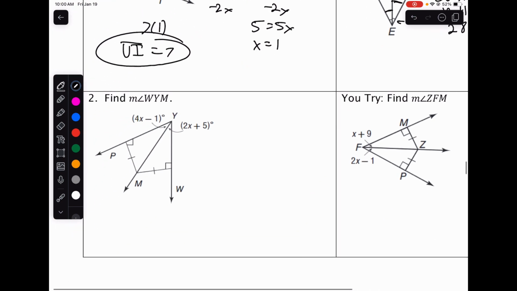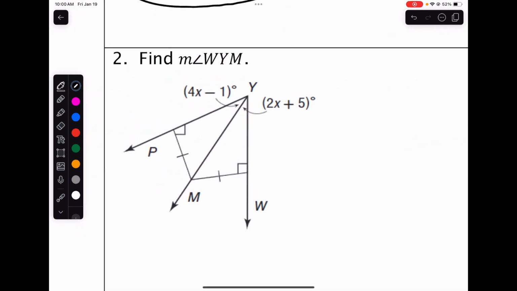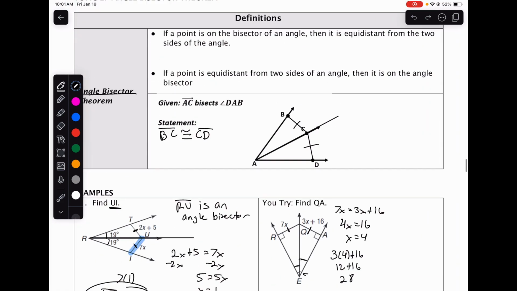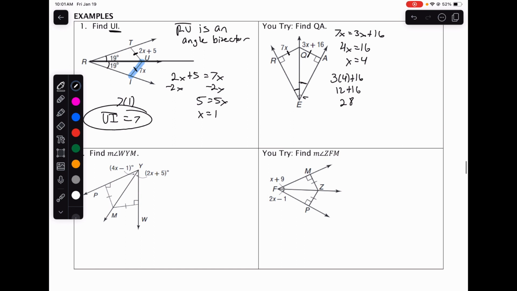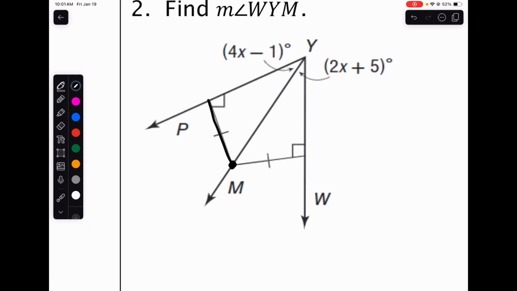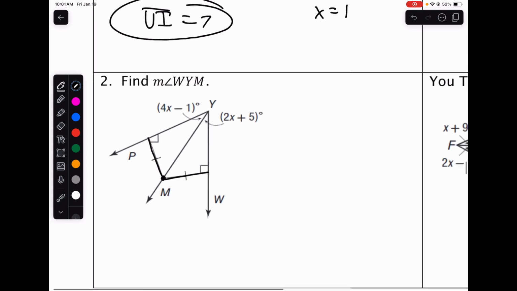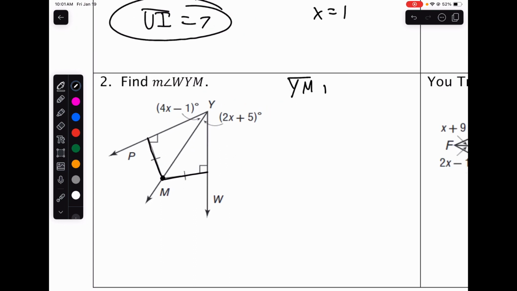All righty. Now, looking at this one, again, it's important when you're doing geometry problems that you have a good reason for what you're setting equal to each other, okay? Right off the bat, we can't just look at this and say, oh, these are equal, let's set them equal to each other. We have to have a good reason. Based on this, we know that if a point is equidistant from two sides of the angle, then it is on the angle bisector, okay? Well, this point is equidistant from two sides of the angle. Therefore, we can say that YM is an angle bisector.